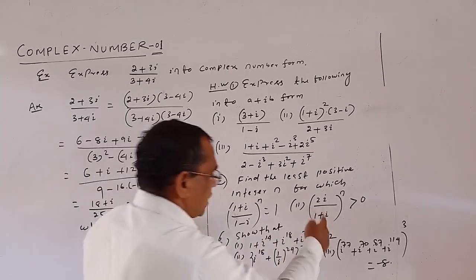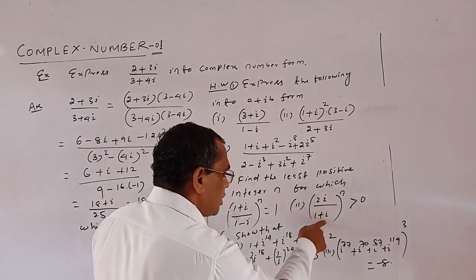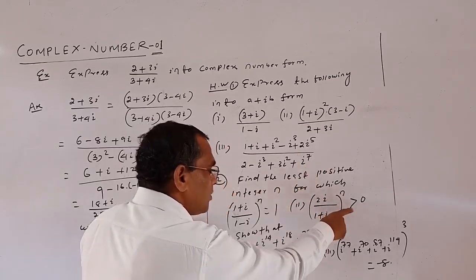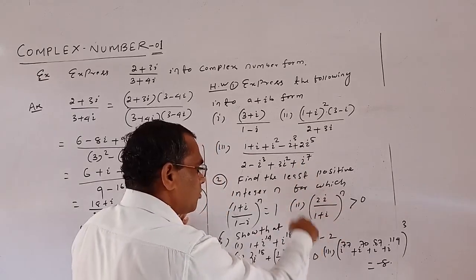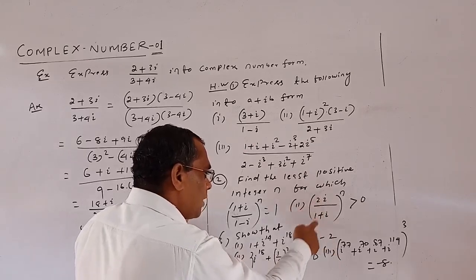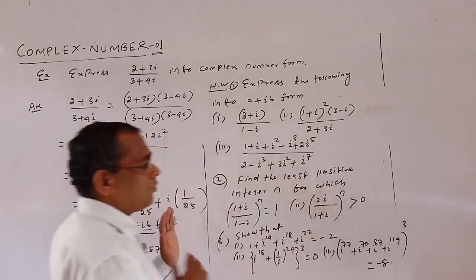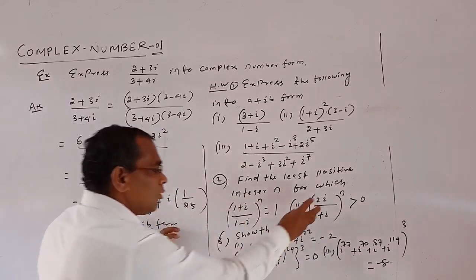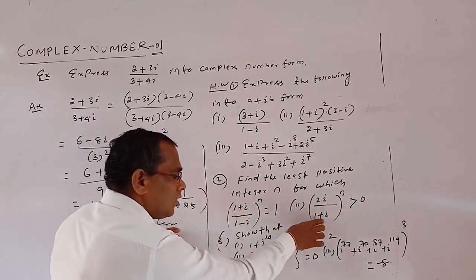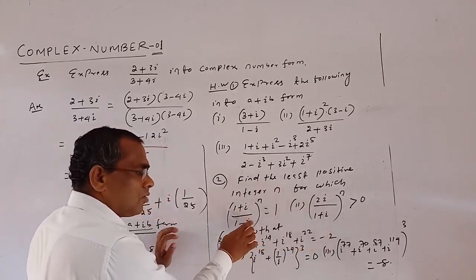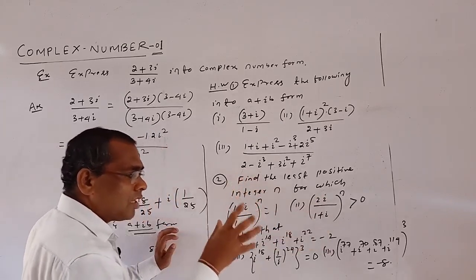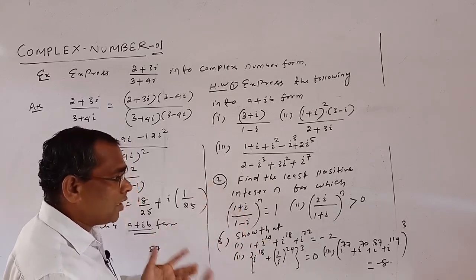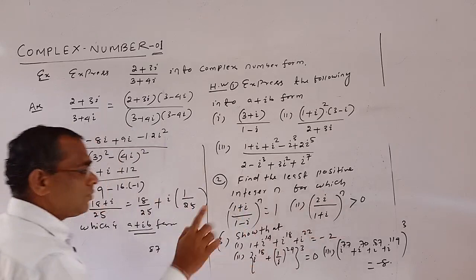Okay, second question also: (2i by 1 plus i) to the power n is greater than 0, for which value of n it must be positive. So first you have to convert 2i by 1 plus i into a plus ib form. First transfer it into a plus ib form. One is an imaginary number, the other is also an imaginary number, so the imaginary number you get has an imaginary power. So find the value of n for which it must be positive, then find out.